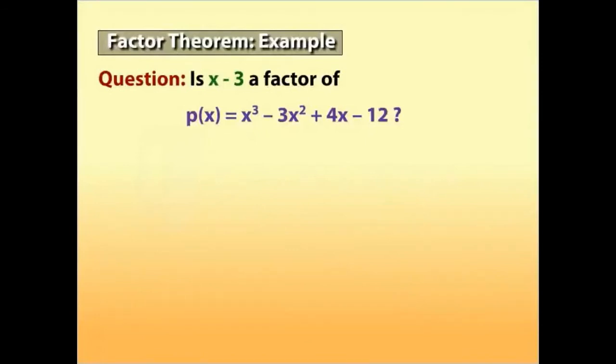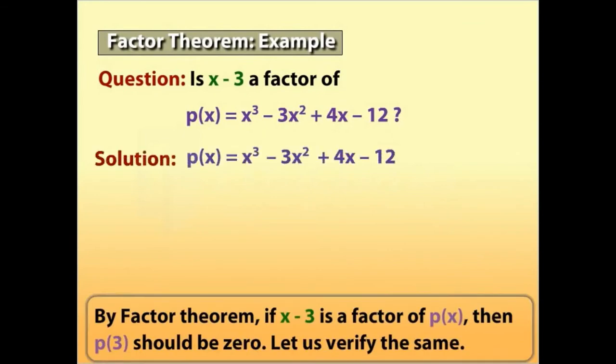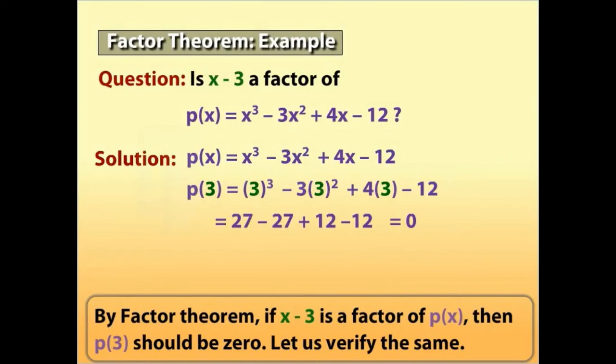Let us discuss some examples on factor theorem. Is x minus 3 a factor of p of x equal to x cube minus 3x square plus 4x minus 12? From factor theorem we have that if x minus 3 is a factor of p of x, then p of 3 should be equal to 0. Let us find p of 3, which is equal to cube of 3 minus 3 into square of 3 plus 4 into 3 minus 12, which will be equal to 0. Hence, x minus 3 is a factor of p of x.